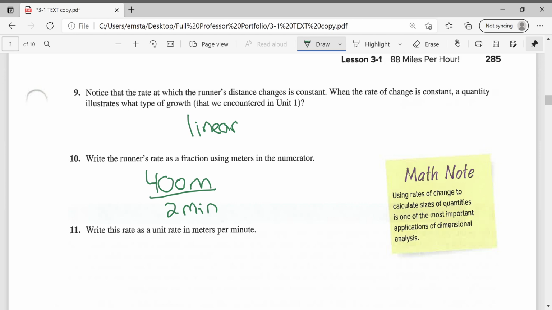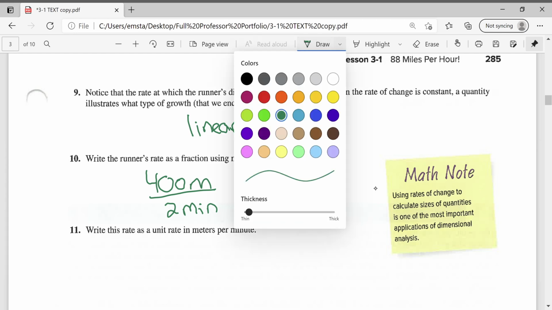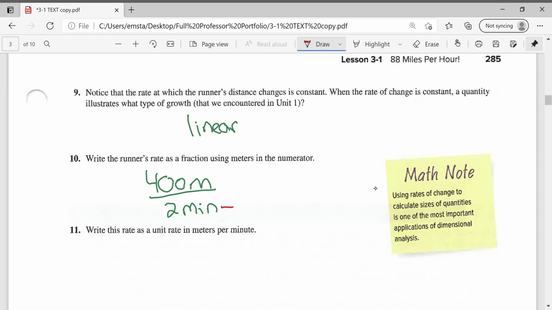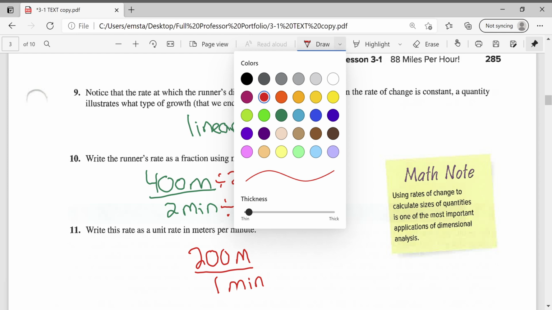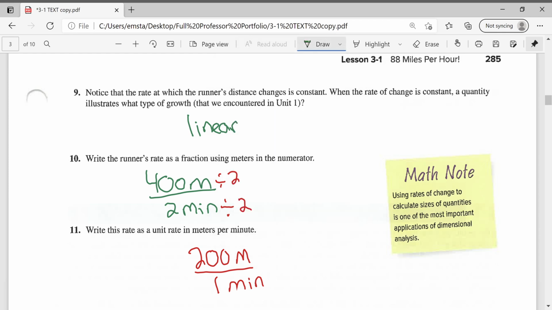Number 11 asks us to convert that into a unit rate. Remember that a unit rate means that there's a 1 in the bottom. So I'm going to take what I wrote in number 10, I'm going smaller, so I'm going to divide top and bottom by 2. So my unit rate is that my runner goes 200 meters in 1 minute. These are equivalent rates. They both mean the same thing. Number 11 is written as a unit rate.